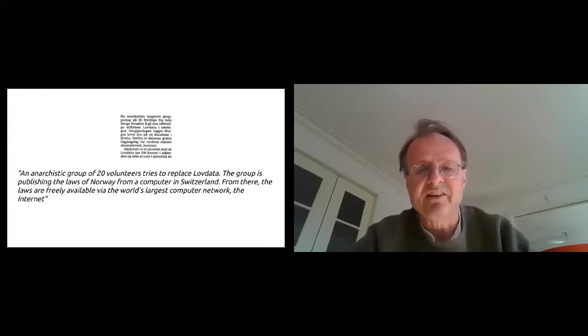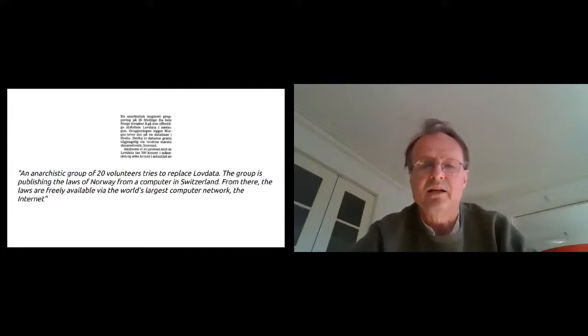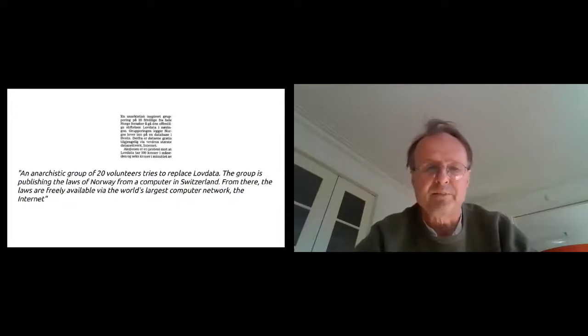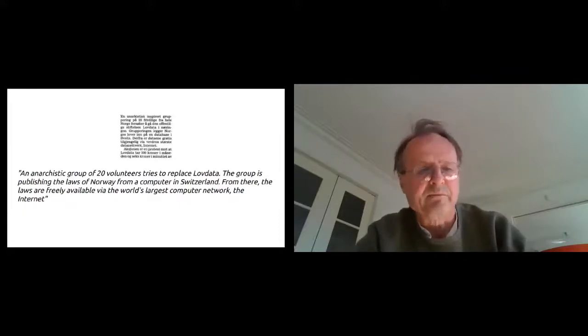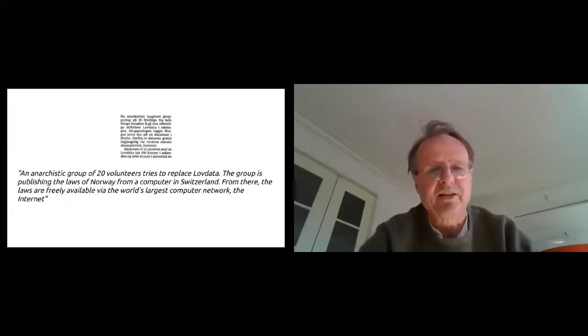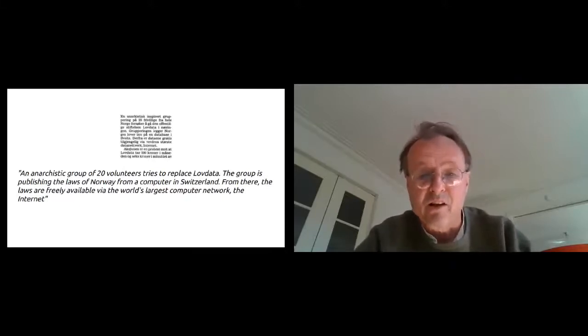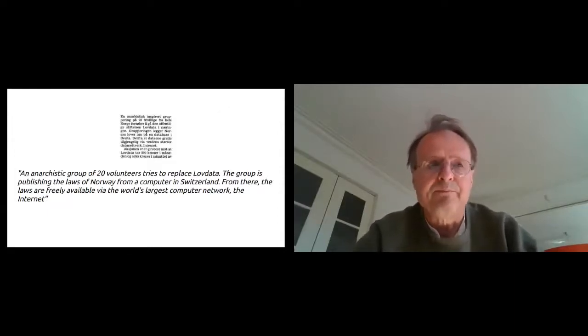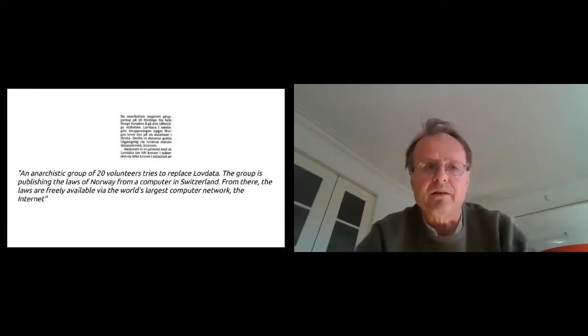And this is very cute in a way, because this was the first time the word internet was used in the Norwegian daily, the major daily Aftenposten. And I think it was good for us to get publicity through this, but calling us anarchistic, I'm not sure that was quite right, because we actually tried to publish the laws of the country, which is not quite what anarchists normally do. But it was a good example, I thought, of using the internet for something that's meaningful.